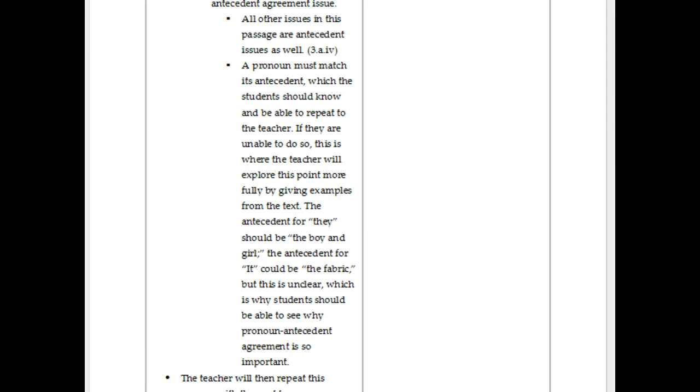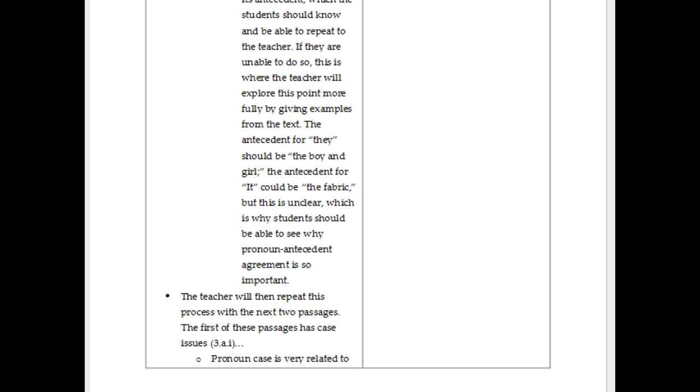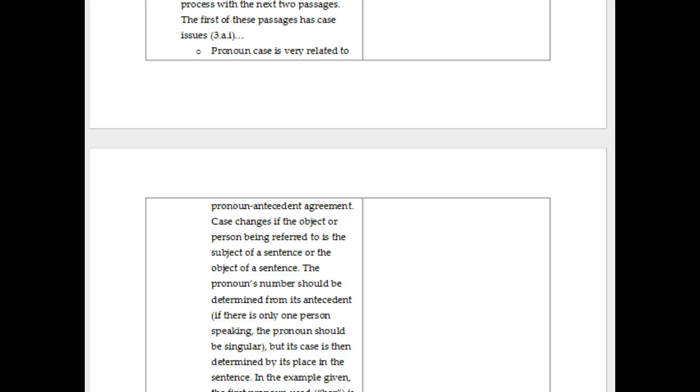Okay. So good, going through multiple processes, all right? Here, look at this. Pronoun case is very related to pronoun antecedent agreement. You're going to say that sentence and the kids are just going to glaze over. Case changes if the object or person being referred to is the subject of a sentence or the object of a sentence. You've lost them. There's no way. They're sixth graders. Some of these kids are like 11 years old.